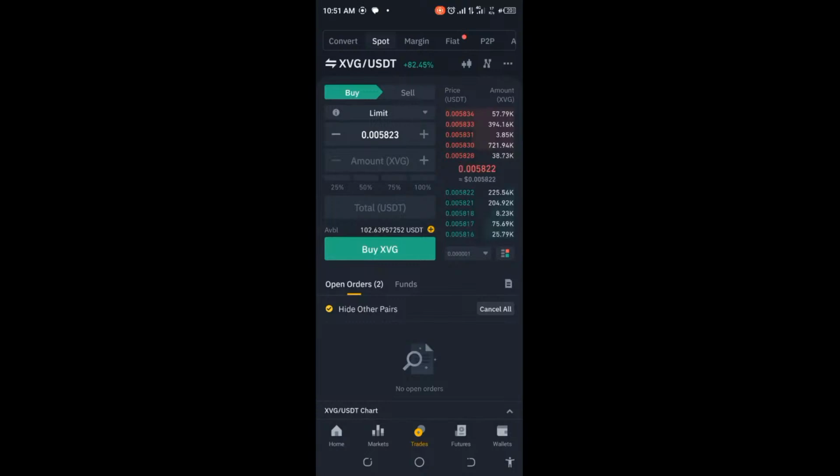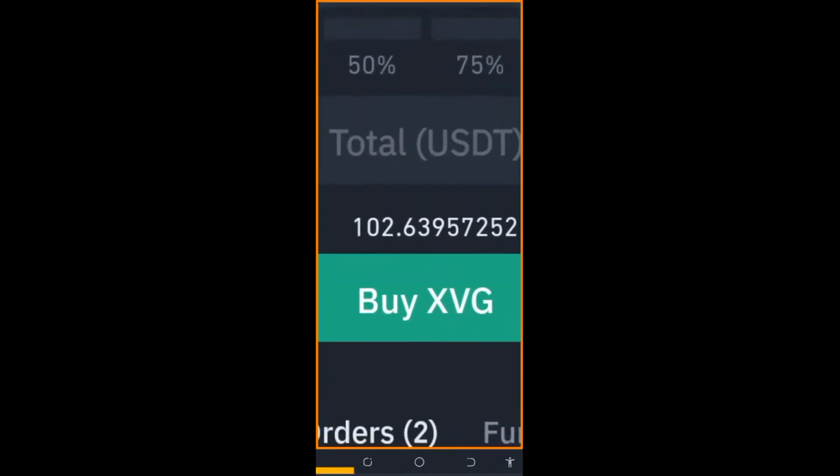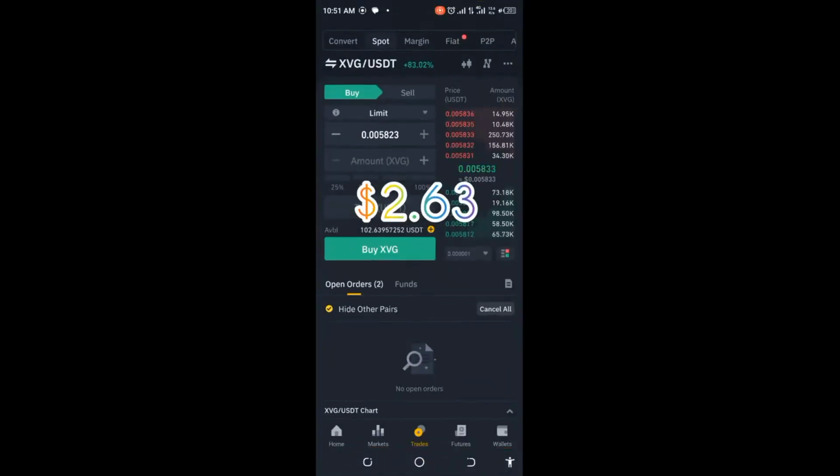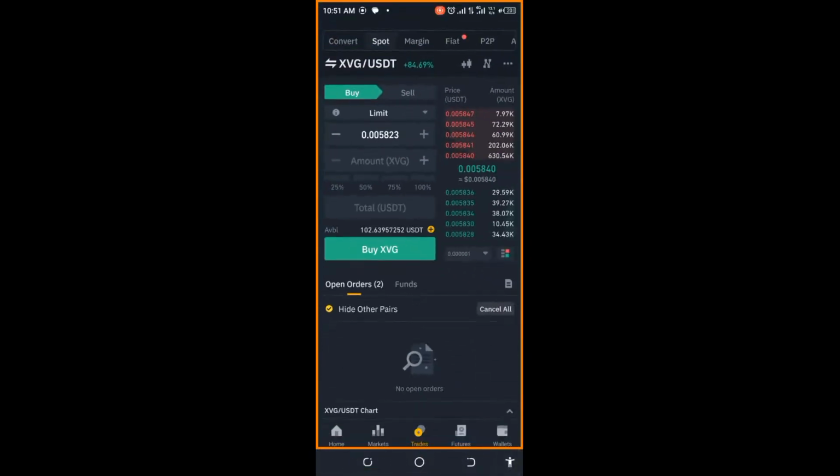Wow, woo! It has already executed. And can you see what I can see here? We made 102.63. That's like $2.63, almost $2.64. That's good. Really good.